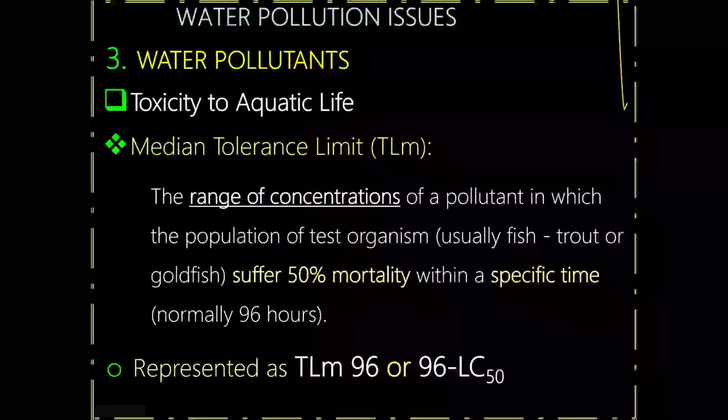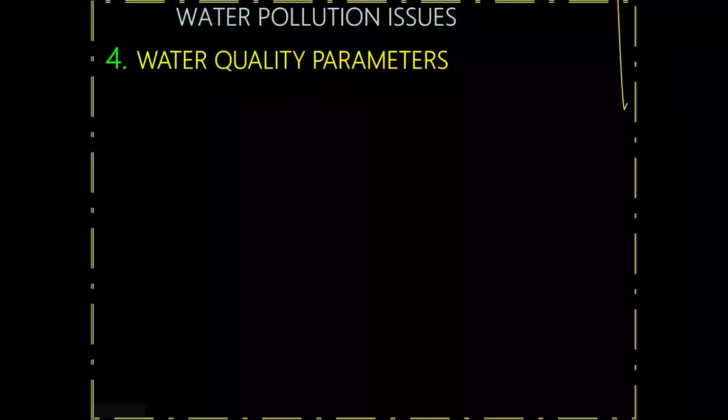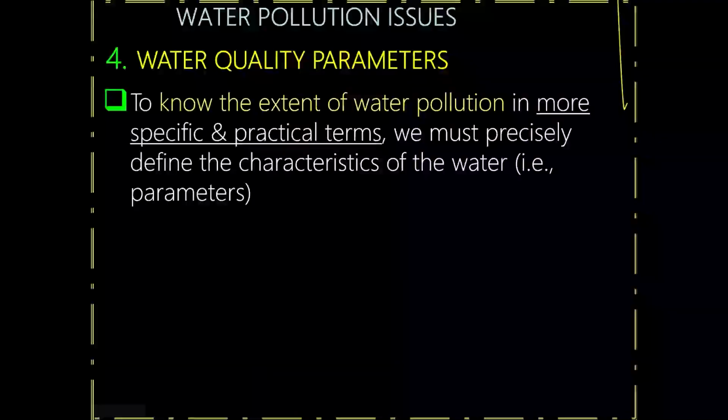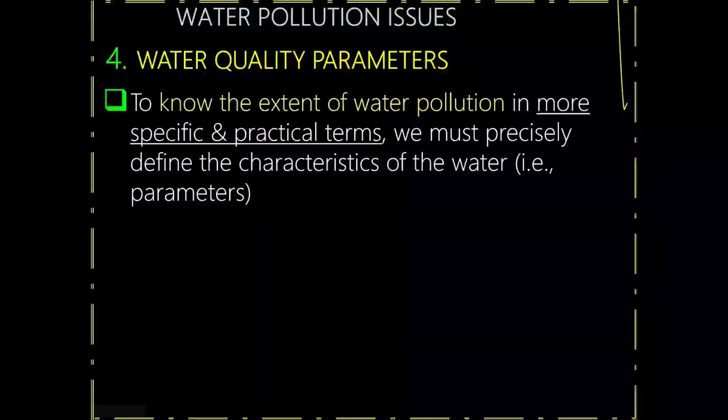And we have other parameters that we use to check, the water quality parameters. So using the fish to determine if the pollutant you are introducing into your water body is toxic or not, we have water quality parameters that you have to look at. And all this you have already done, or it is being done in the lab. It will be handled by the lab. So to know the extent of water pollution in more specific and practical terms, we must precisely define the characteristics of the water. That is the parameters.